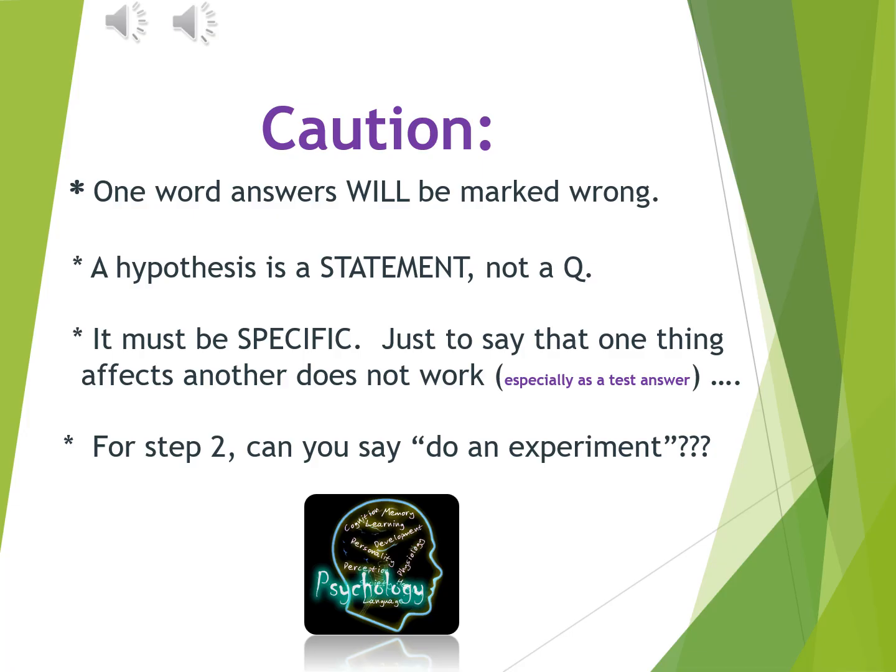Why is this not correct? It says do an experiment, which means you must do an experiment. But what if the person wants to do a correlational study, a survey method, and so on? So your answer must include all the possibilities. If you say gather data, that includes all the possibilities. If you say test your hypothesis, that includes all the possibilities. So your answer must be inclusive. So do an experiment only limits you to an experiment. So you would not receive credit. So again, caution on your test.